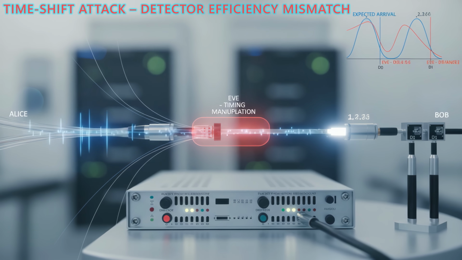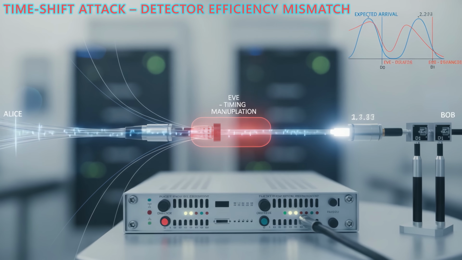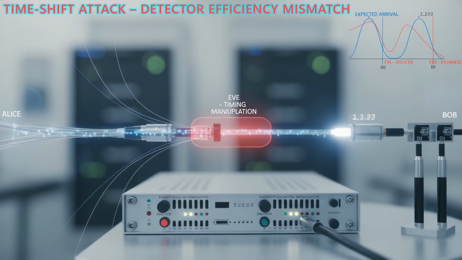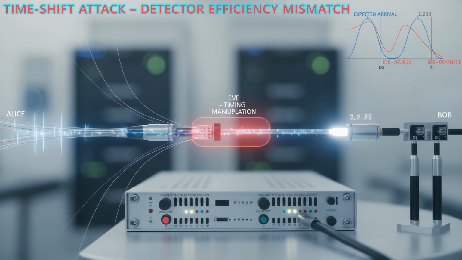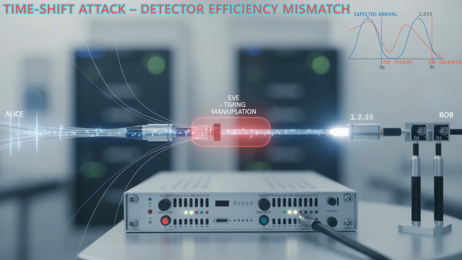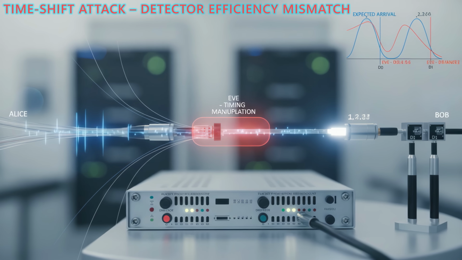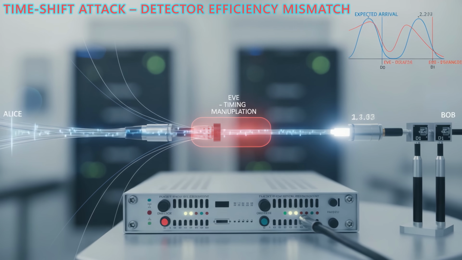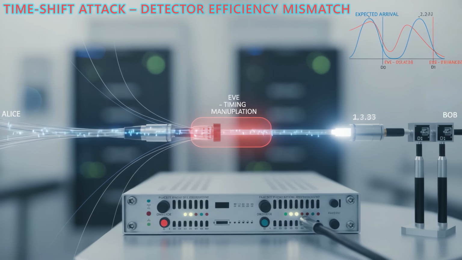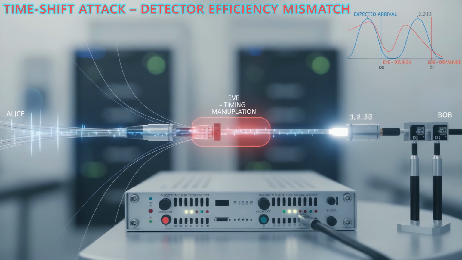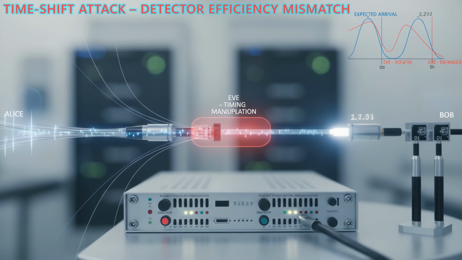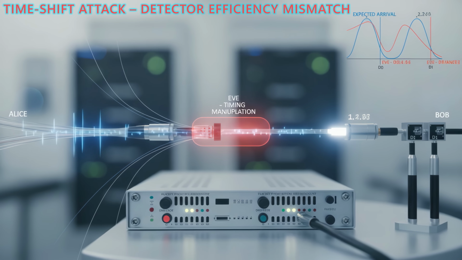Why does this matter? Because Bob's detectors are never perfectly identical. Each one has a slightly different efficiency curve, a window of time where it's more likely to click, and a window where it's less responsive. By shifting the photon's arrival into one detector's strong zone and the other detector's weak zone, Eve biases which detector fires, without introducing the kind of errors that Alice and Bob normally rely on to detect eavesdropping. In the timing depiction, you can see the expected arrival waveform in blue. Eve's delayed and advanced pulses in the red area intentionally land in regions where the detectors respond unevenly.